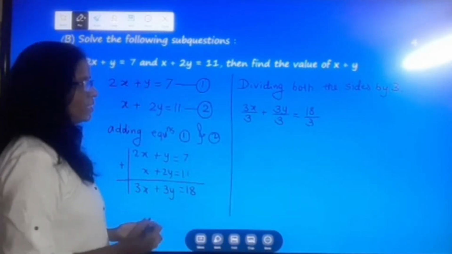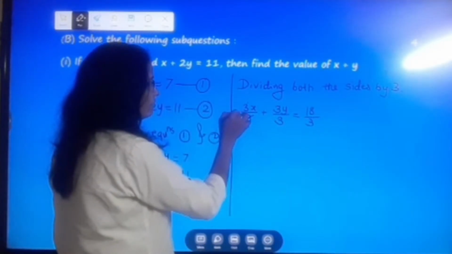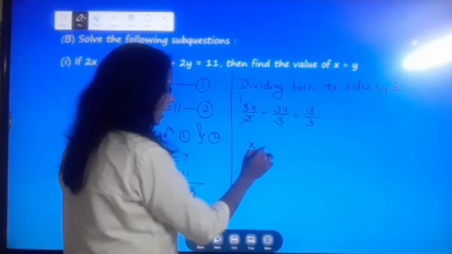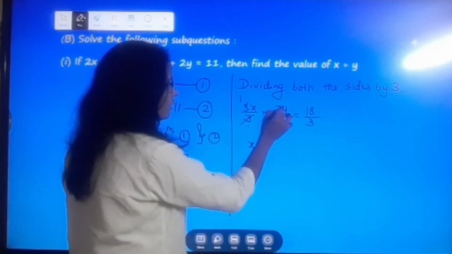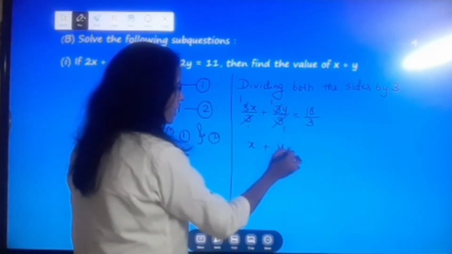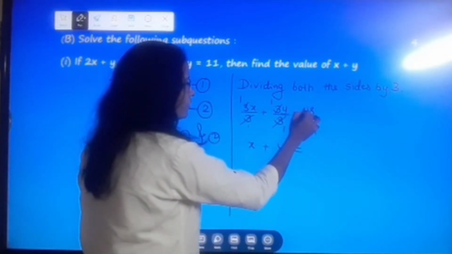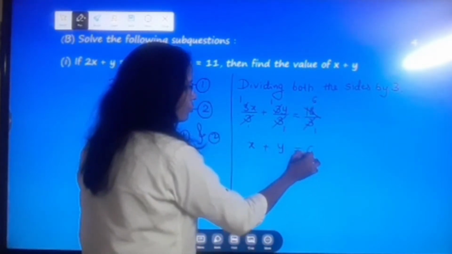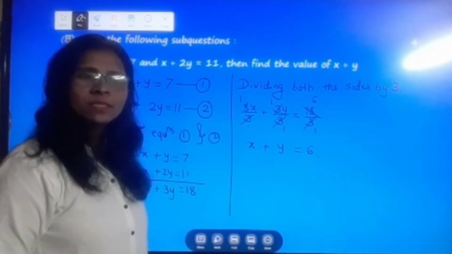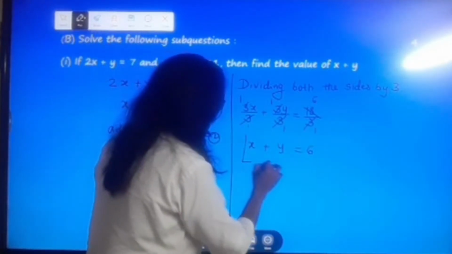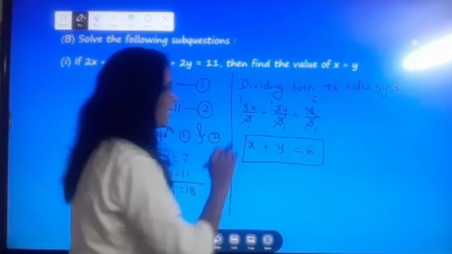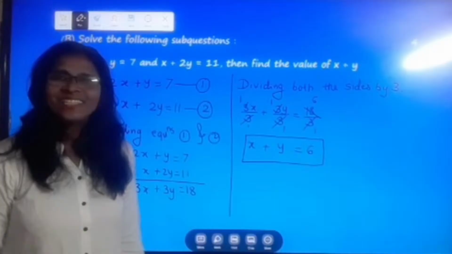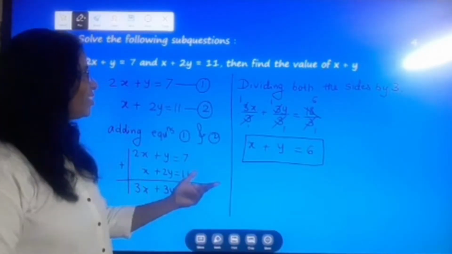Very easy, students. Then 3 ones are 1, so x. Plus 3 ones are 1, so y. And 3 sixes are 18, so 6. Yes, students. So x plus y is equal to 6. Yes, we got this answer. Very easy. Then, students, next one.